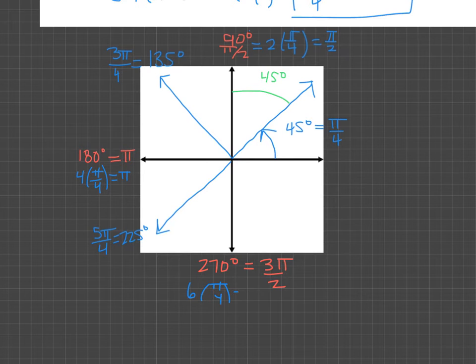And we see that the 6 and the 4 cancel, and we get back to that 3 pi over 2. All right, counting out one more pi over 2, we get to the angle that cuts the fourth quadrant in half, and that's 7 pi over 4, which is 315 degrees.